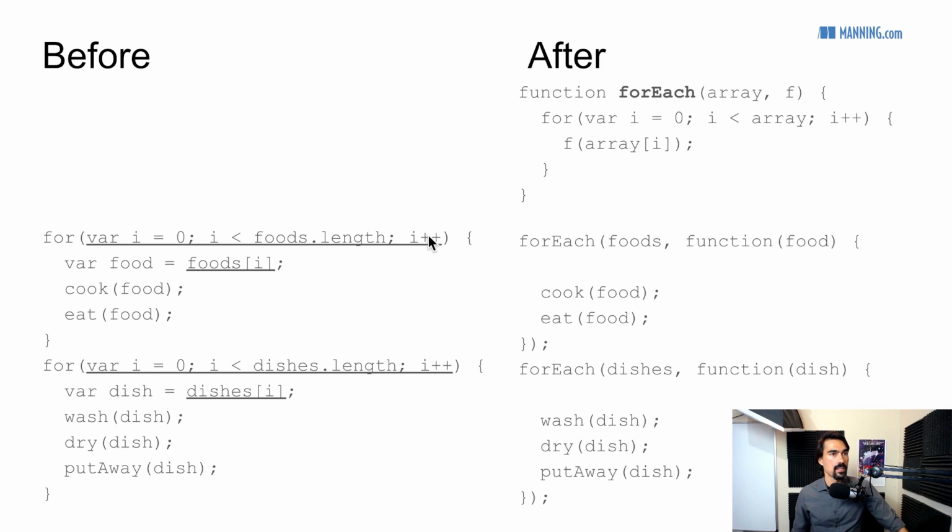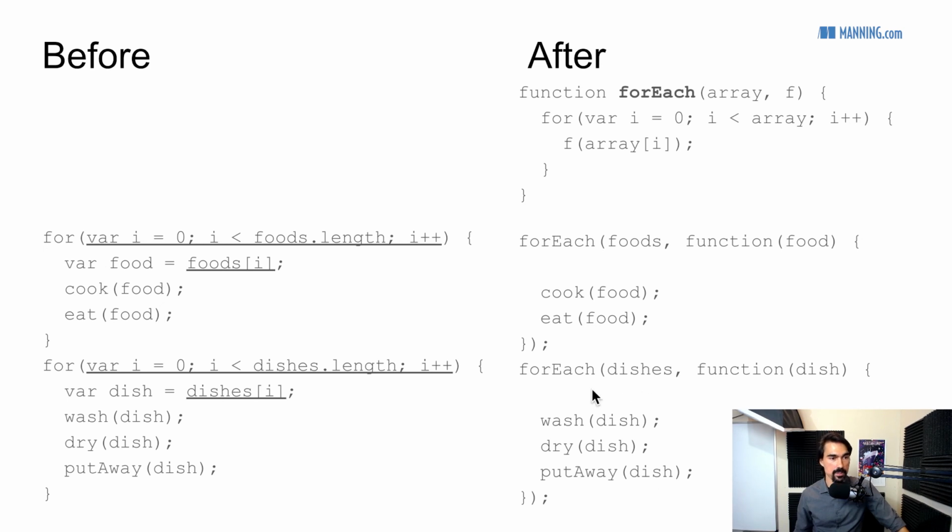On the left, this is the original code. On the right, we see that we have a for each. We're calling for each, passing in the array of foods, and we're passing in a function that takes one food, cooks it, and eats it. And that function that cooks it and eats it, we see up here in the definition of for each, it's going to get called for each element of the array.